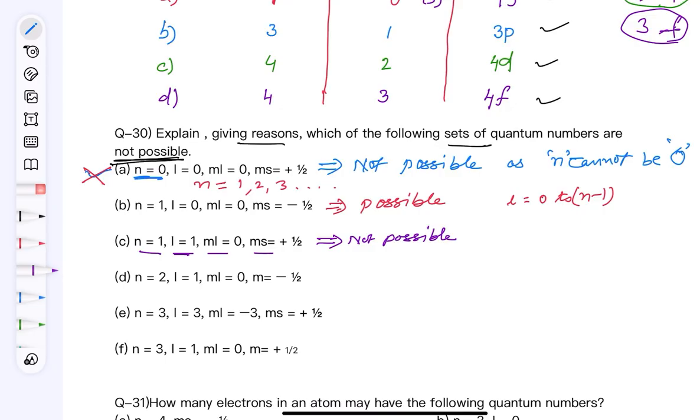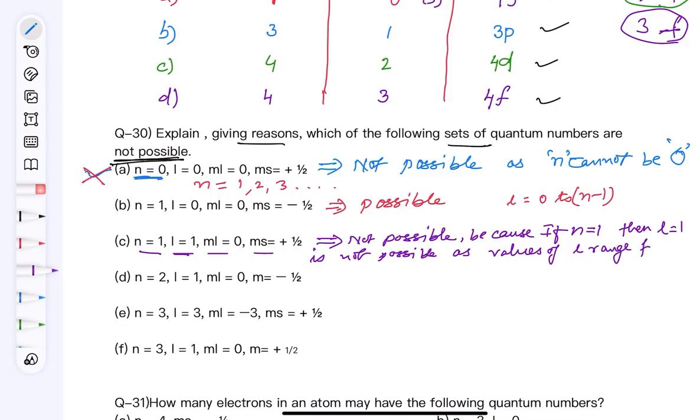Because if n is equal to 1, then L is equal to 1 is not possible, as the values of L range from, as I told you above, 0 to n minus 1.